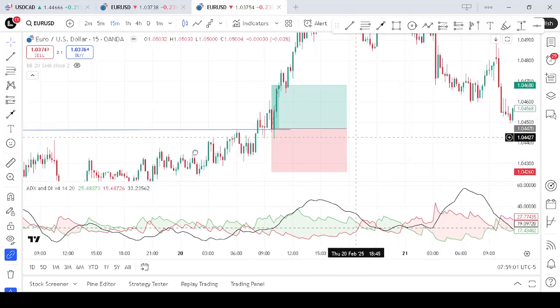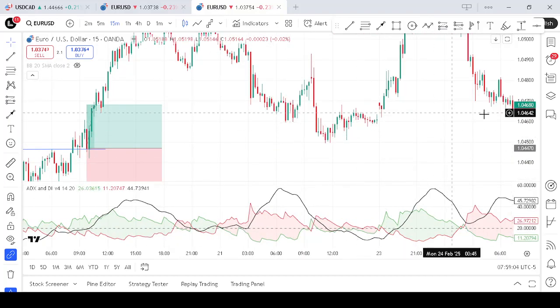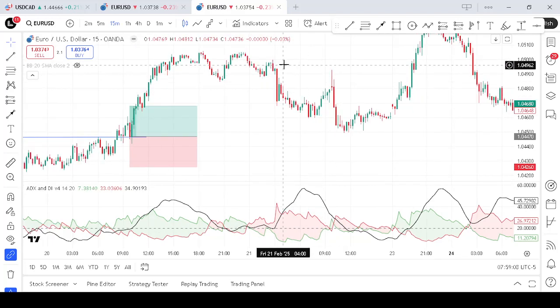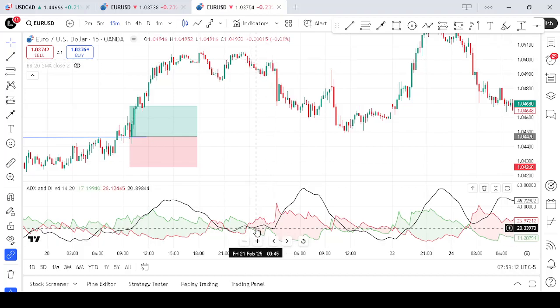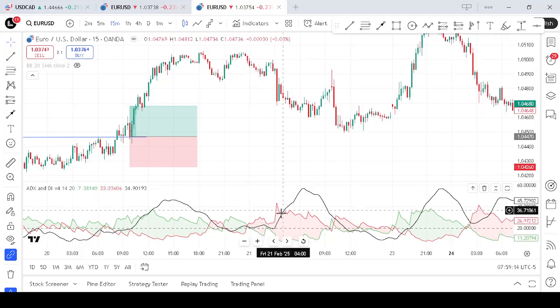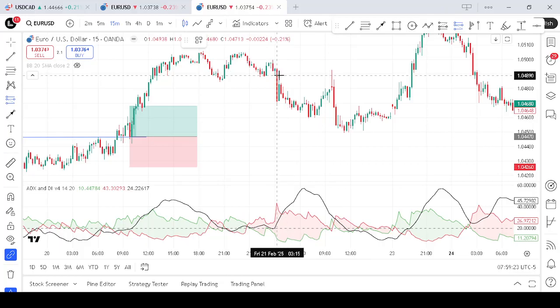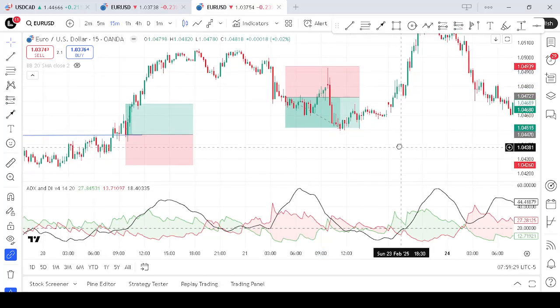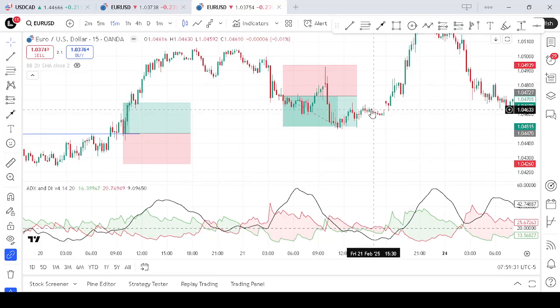Then in terms of a selling trade or a sell opportunity, once we see that the negative DI line is above the positive DI line and the strength of the ADX is above 25, this signals that you can enter your sell trade at that particular area. When you enter your sell trade at that area, you are going to anticipate a strong selling trend.